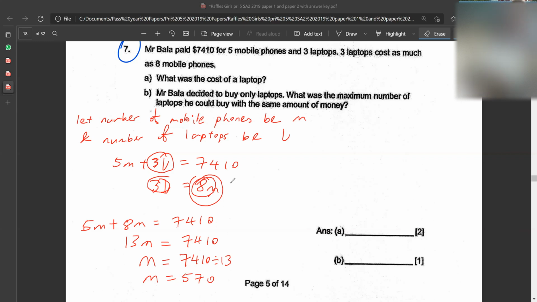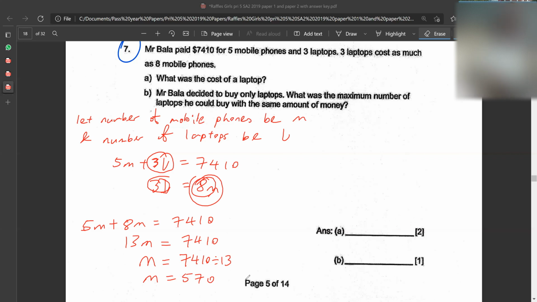Okay, but the question is asking for the cost of the laptop. Do not be happy just because you got M and write 570 here. Please do not make that mistake. Just like I told you before, students find M and straight away write 570. Then they do B already. But actually they got it wrong, and they didn't realize.